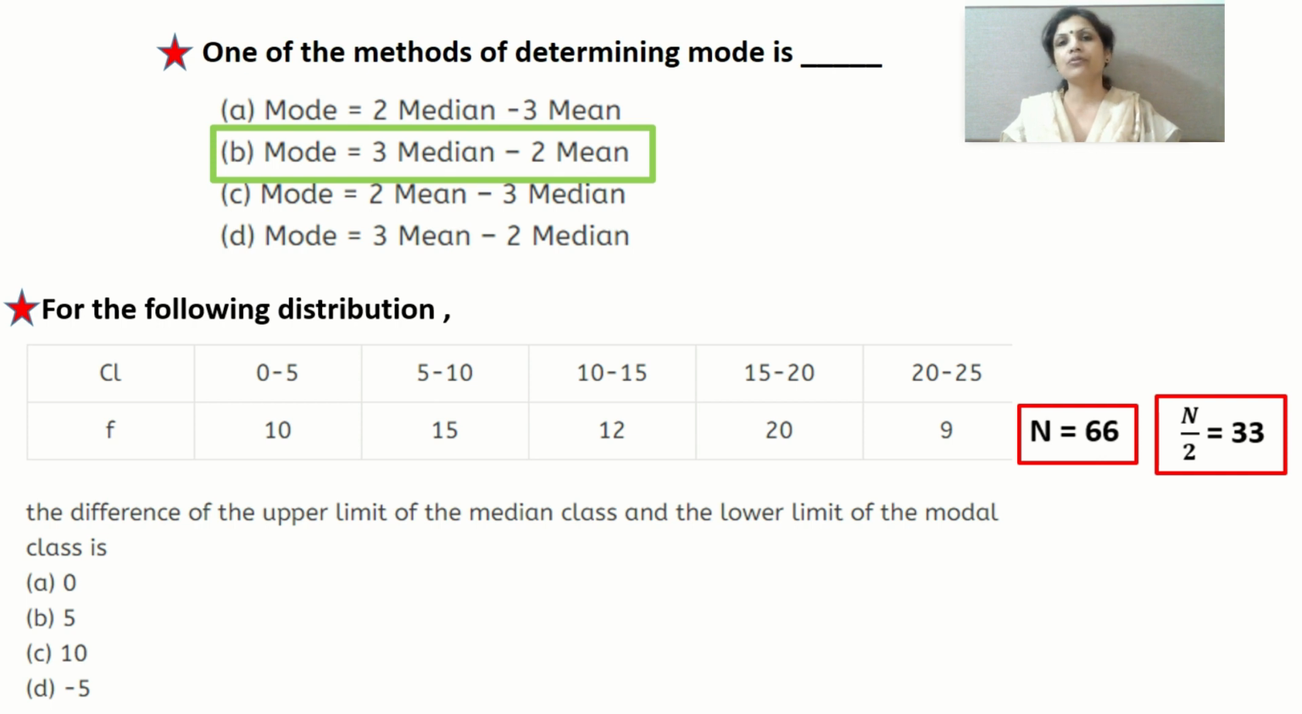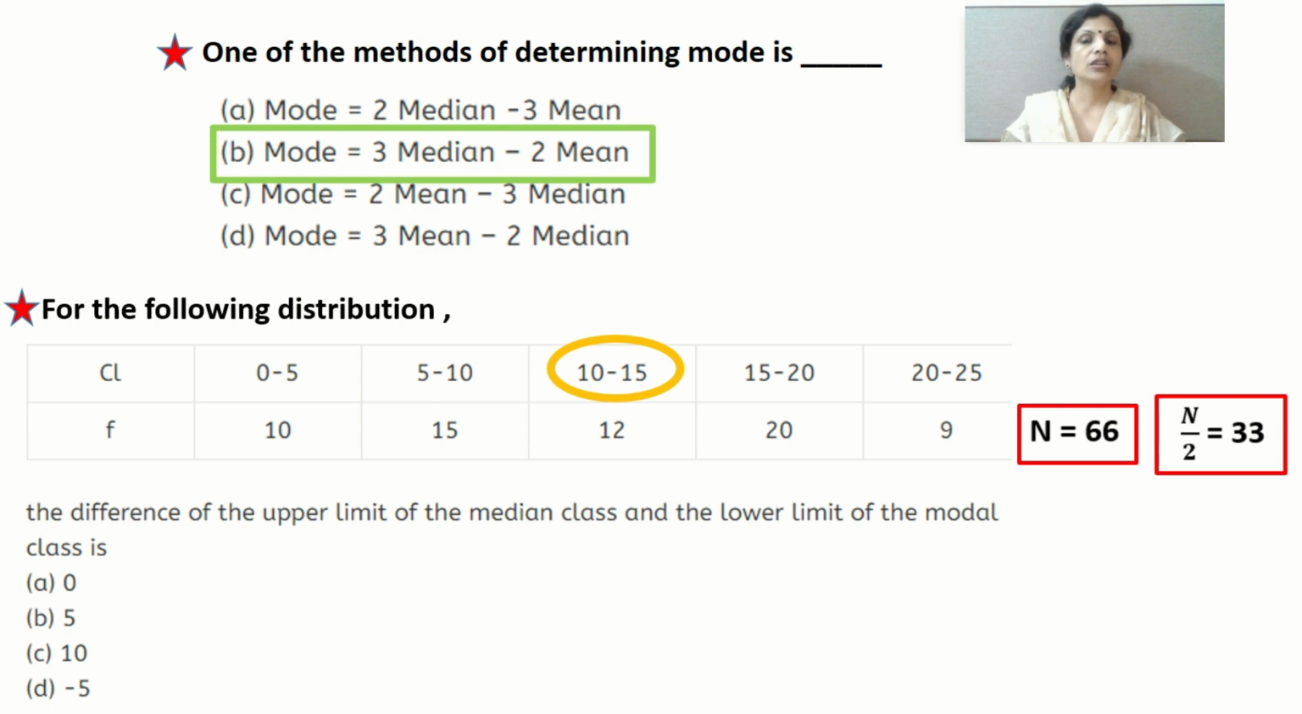For that, we have to consider cumulative frequency of less than type. So we'll keep adding this 10, and 10 plus 15 gives 25. 25 plus this 12 will give you 37. Now 37 is coming in the class interval 10 to 15. N by 2 is equal to 33. So 33 falls into this class interval of 10 to 15. And this is our median class. The upper limit of this median class is 15.